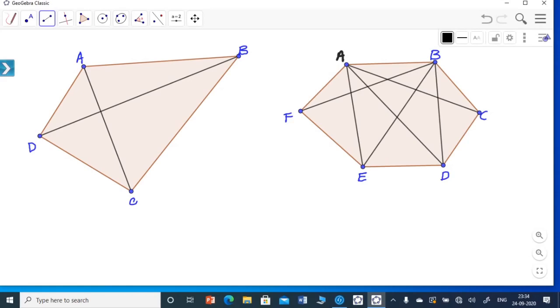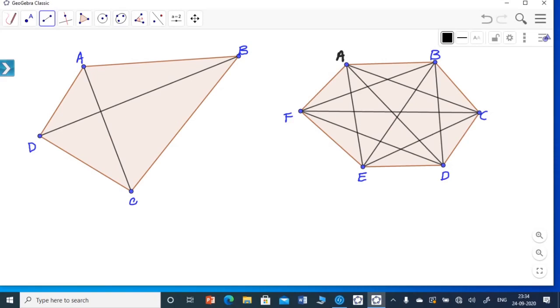Now from C we have drawn a diagonal, that is AC. Now other two vertices are F and E. Now CF and CE are diagonals. Now from D, DB and DA we have already drawn diagonals. So DF is a diagonal. So these many diagonals we have in a hexagon.